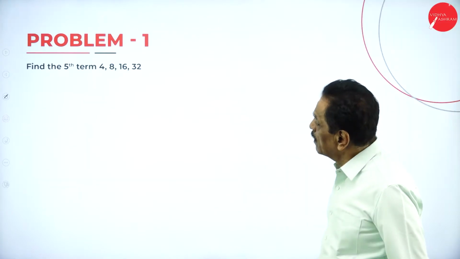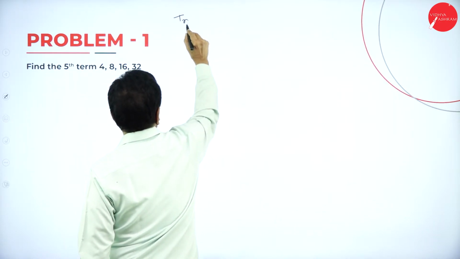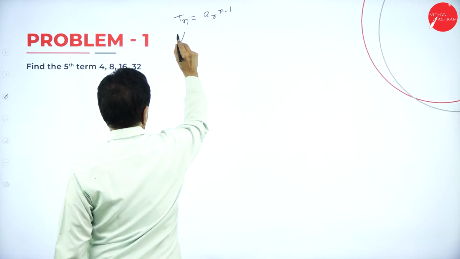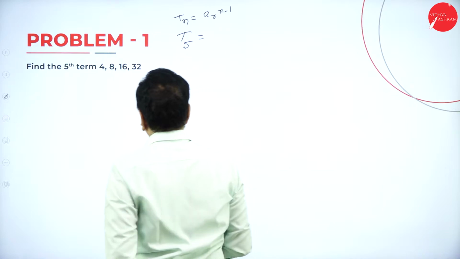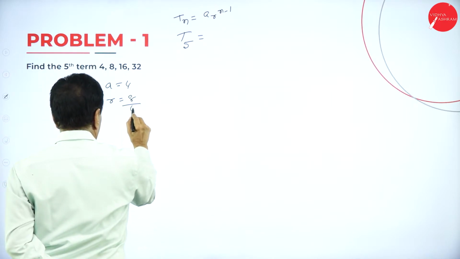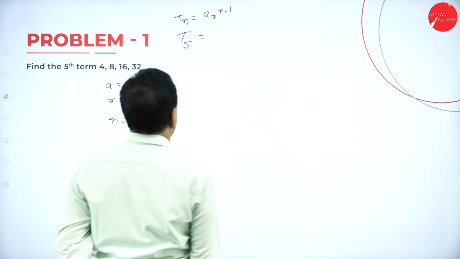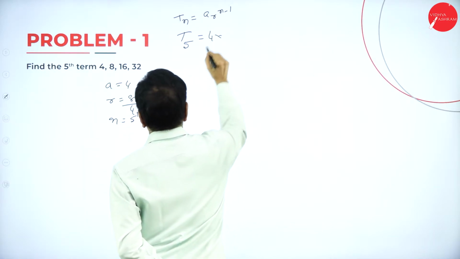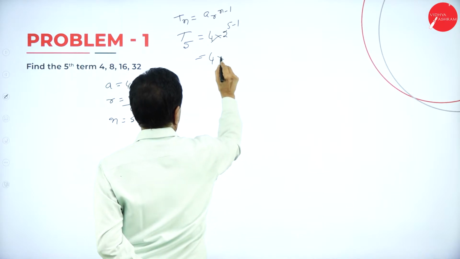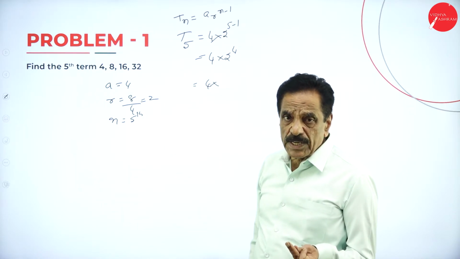We'll move on to problems. First problem: find the fifth term of the series. Tn is equal to Ar to the power of n minus 1. T5 is equal to... what is the first term? A is equal to 4. R is equal to 8 divided by 4, which is 2. N is equal to 5, the fifth term. Apply: A is 4, R is 2, to the power of 5 minus 1. This is 4 into 2 to the power of 4. What is 2 to the power of 4? 2 2s are 4, 4 2s are 8, 8 2s are 16.